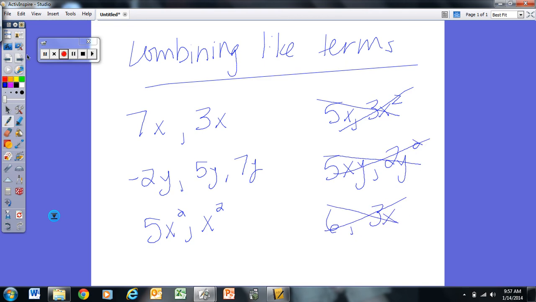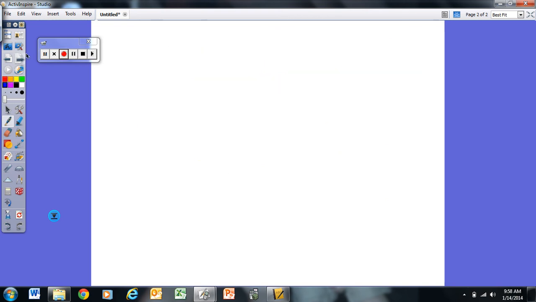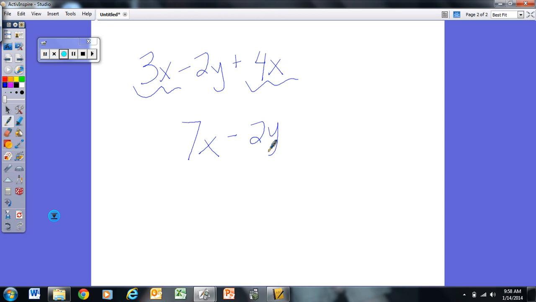Well, what happens is when you get into expressions, you get things like 3x minus 2y plus 4x, and you're asked to combine like terms. Well, the first thing you have to do is determine which terms are like terms. These two have an x. So in order to combine like terms, you add the coefficients and leave the variables alone. 3 plus 4 is 7, bring down the x, and bring down the minus 2y. That would be your answer to this problem.